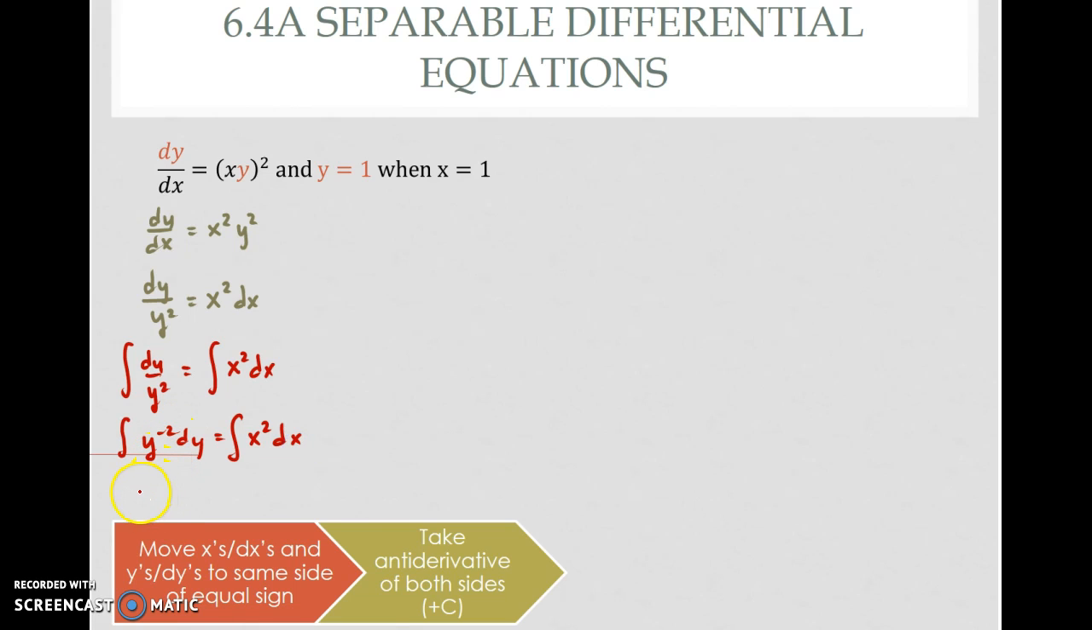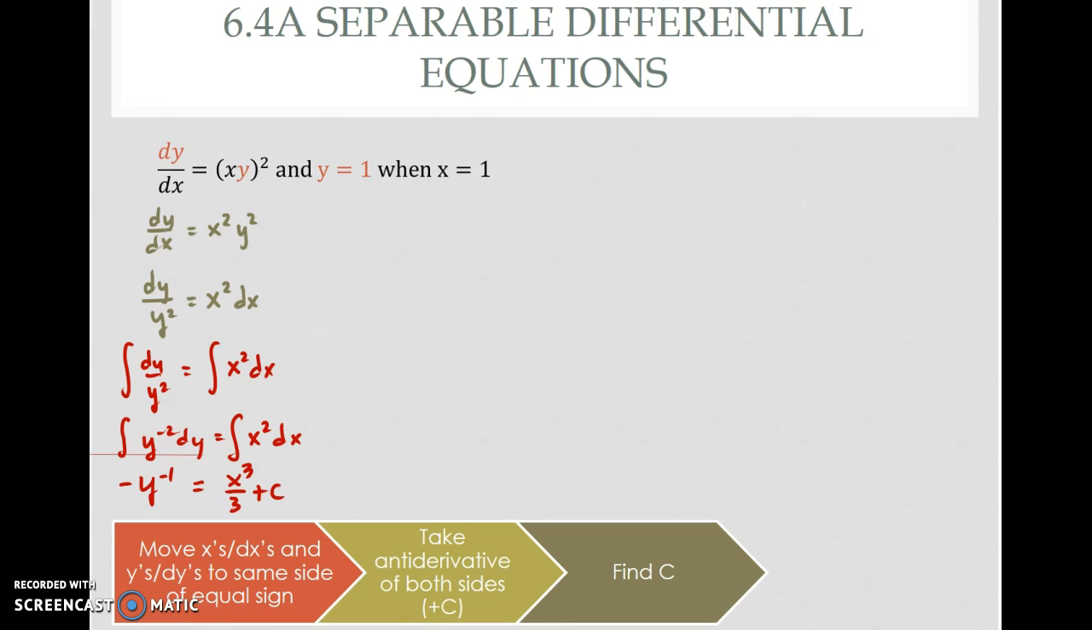So if I take the antiderivative of y to the negative 2, I would add 1, so I have y to the negative 1, and divide by negative 1. And then on the other side, I would have x to the third over 3 plus c.